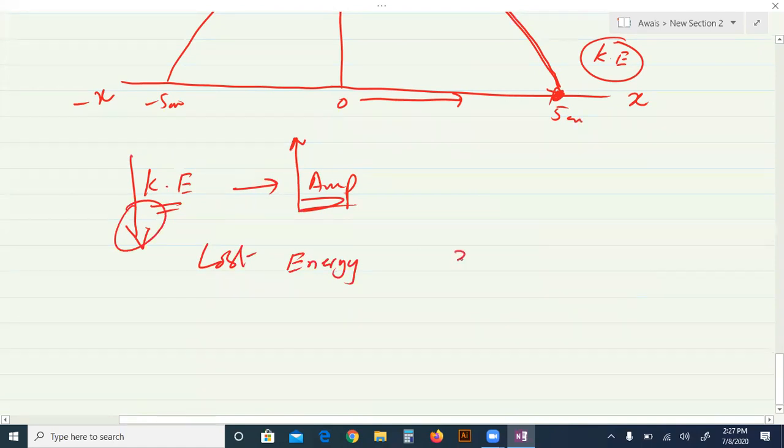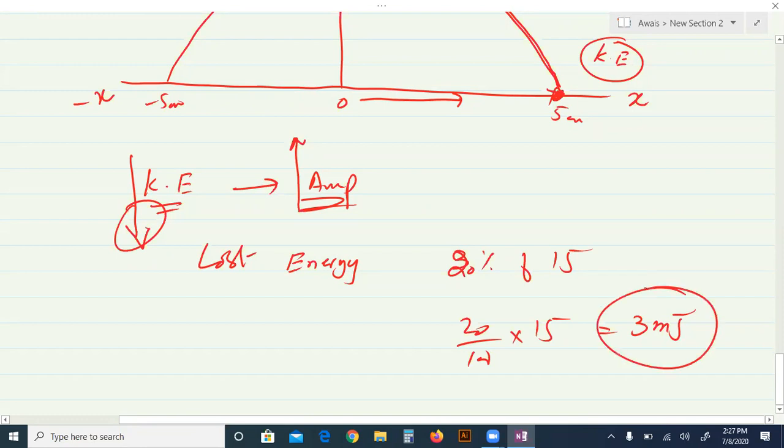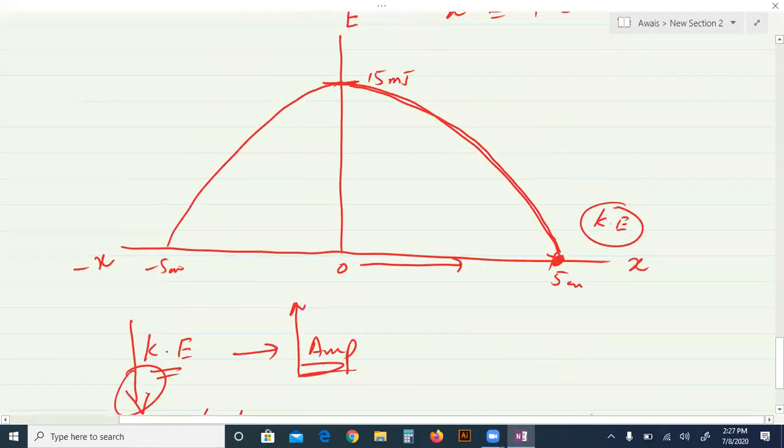So the lost energy is 20% of 15. So 20 divided by 100 times 15. So this is 3 millijoule. So this is the lost energy, 20%. So we will draw here lost energy lines. So this is 5, this is 10. So 3 will be here. We will draw here a straight line at the lost energy.